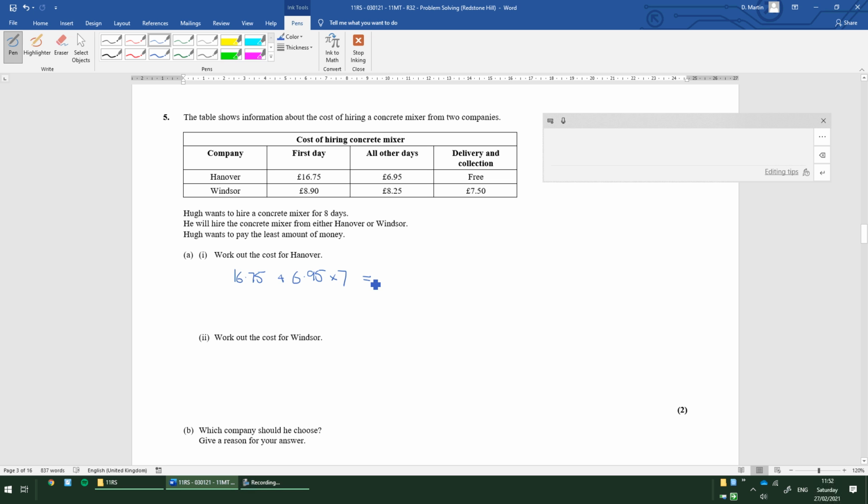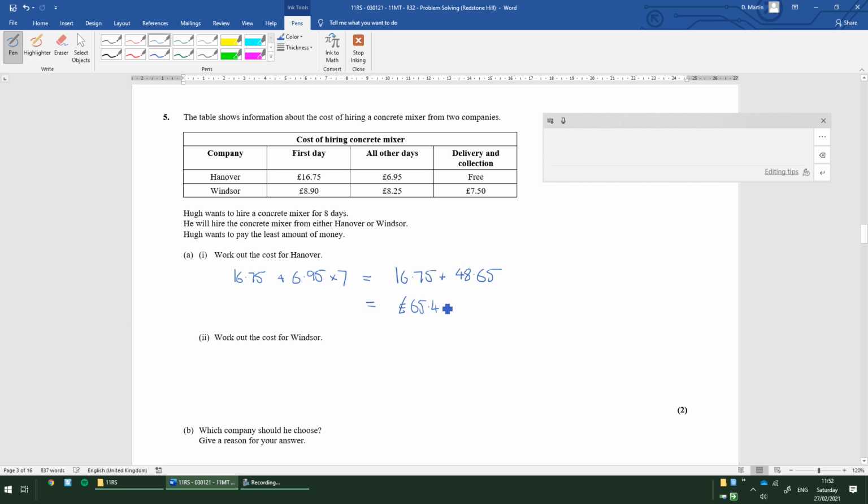£6.95 times 7 is £48.65. So we've got £16.75 for the first day, and then a total of £48.65 for the others. And altogether, that's going to give us an answer of £65.40. So the cost for Hanover is £65.40.